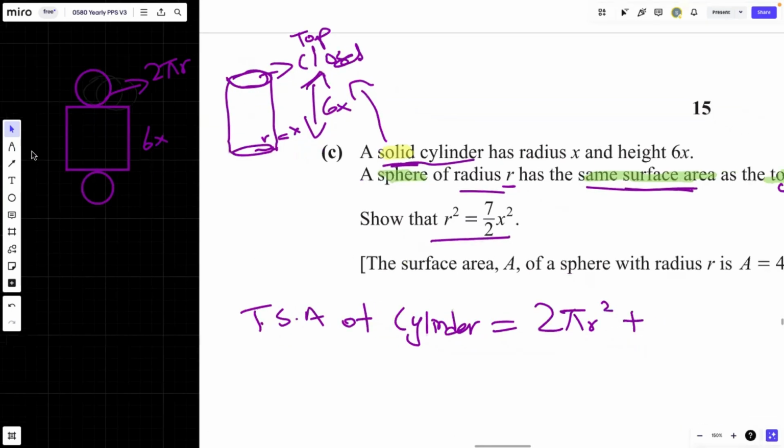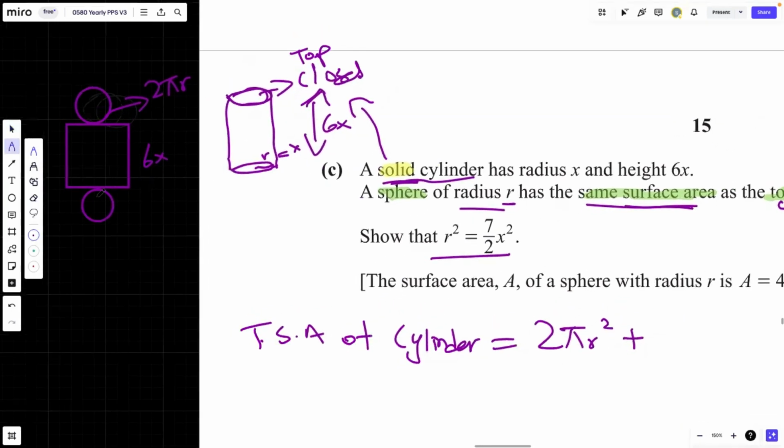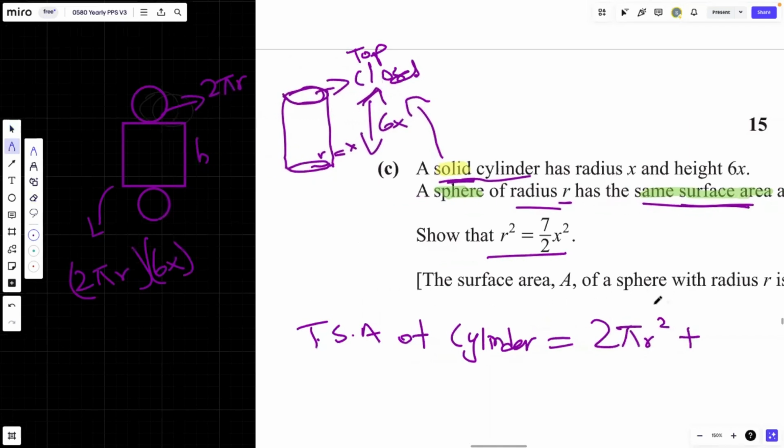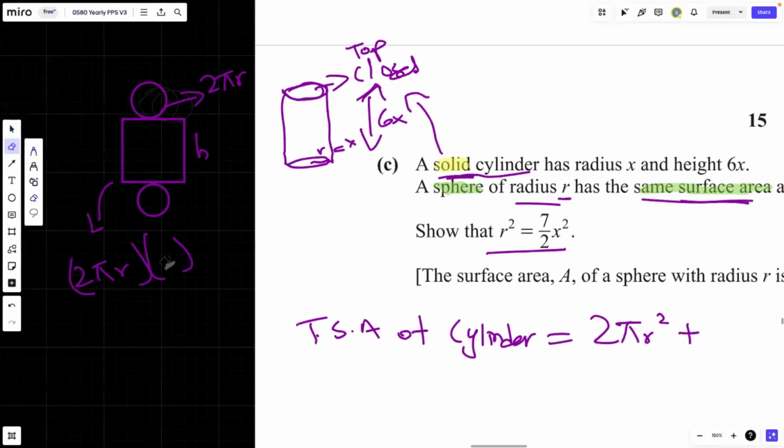So 2 pi r. You have the formula for a rectangle as length into width. So that's 2 pi r times 6x, or the height, which is h, 2 pi r h. Actually, it should be h here, because we're trying to understand the general formula. This is the height, and that's your 2 pi r, because that's the circumference, the width. So it's going to be 2 pi r h.